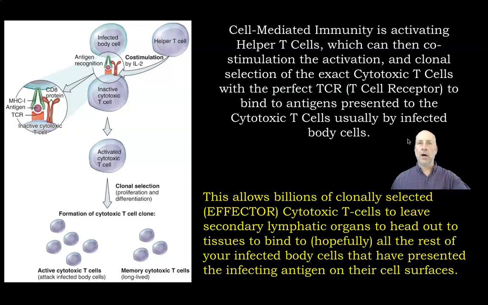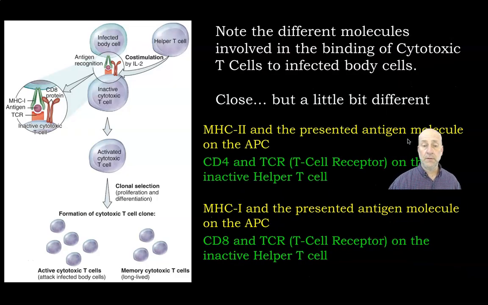They will head out of the secondary. Remember, the clonal selection will happen in the secondary lymphatic organ, in the spleen or in the lymph nodes. Once the clonal selection happens, those cytotoxic T cells are armed up and ready to go, and they're activated. They're going to head out to the infected tissue like a beeline, and they're going to be looking for cells that present the antigen, infected body cells. They're going to take off into the tissue and find as many infected body cells as they can, and they're going to destroy those infected body cells.